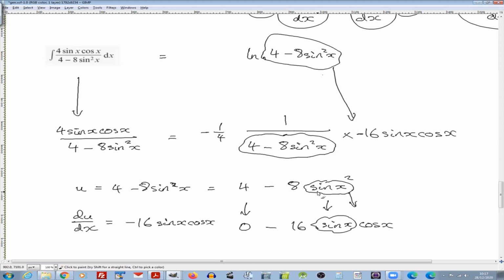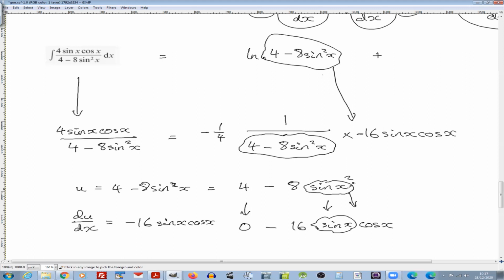Are we done? I'm not sure what else. Can we just put plus c here? Does this fraction equal that plus c? I'm feeling the answer is no, because we had to make an adjustment down here.